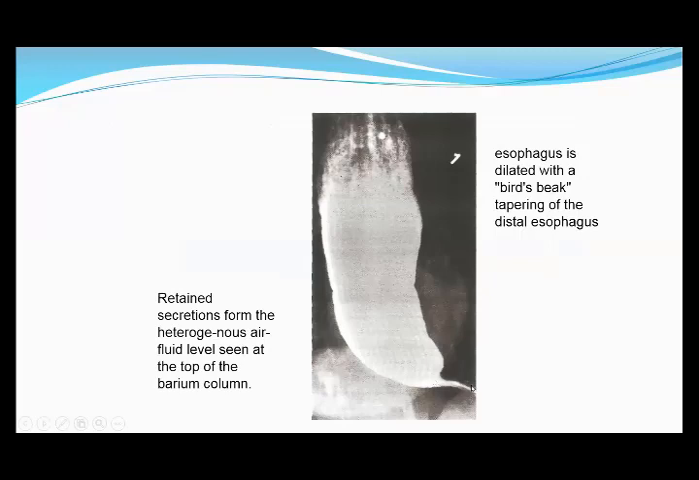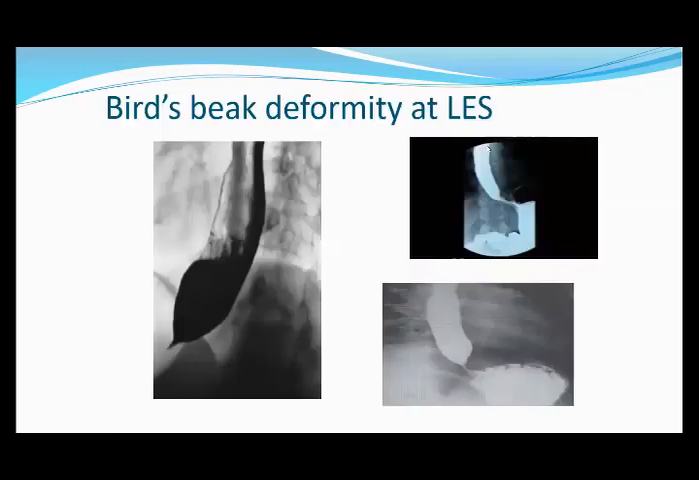The esophagus is dilated with a bird's beak tapering of the distal esophagus. This is bird's beak tapering. You can also see the dilated portion, retained secretions, some bubbles at this area. This is the classical appearance of barium swallow. Again, the dilated portion, and then it is a narrowed portion. This also shows a narrow portion.